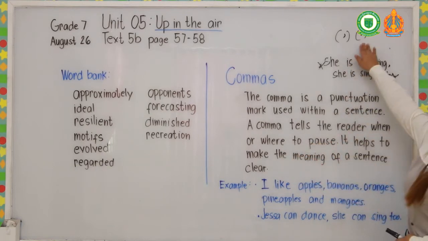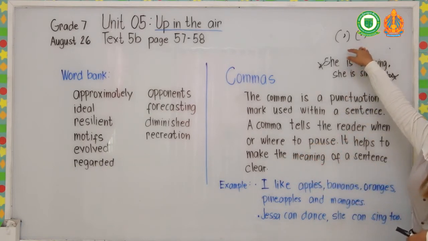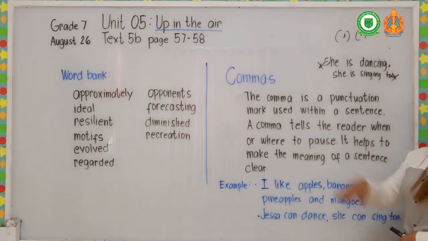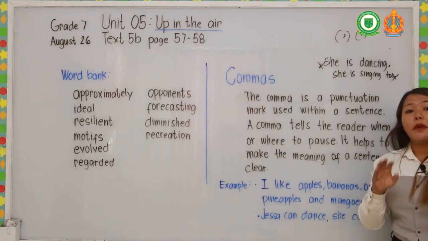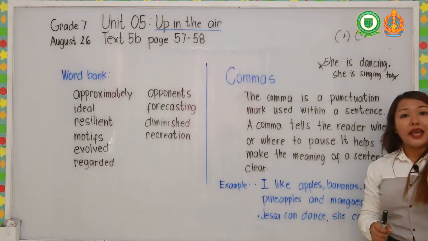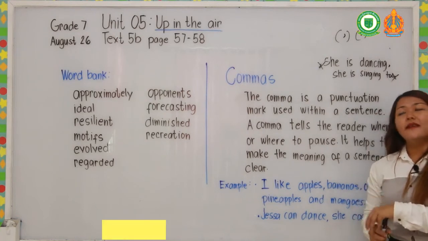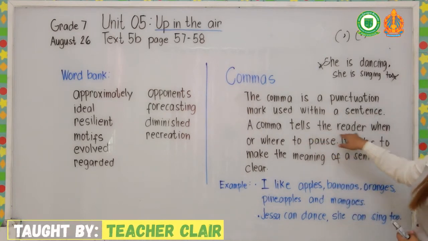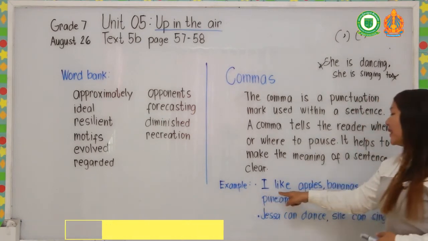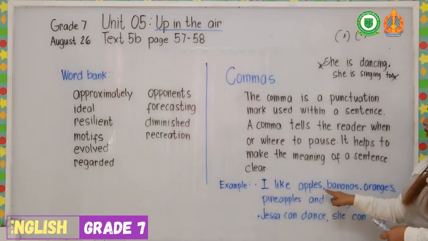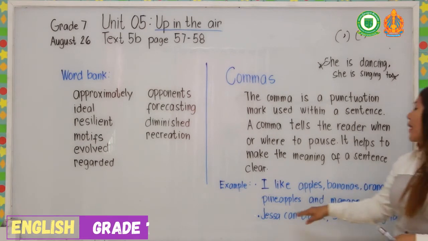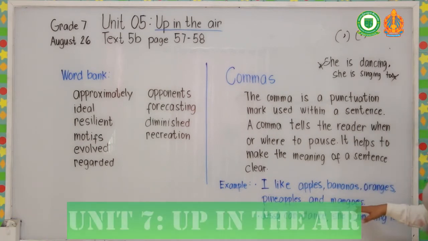Okay, so like I told you, when it comes to your period punctuation mark, it means full stop. You have to stop. But for comma, you just have to pause. When we say pause, you just have to stop, but again, you have to continue, okay? So a comma tells the reader when or where to pause. For example, I like apples, bananas, oranges, pineapples, and mangoes.